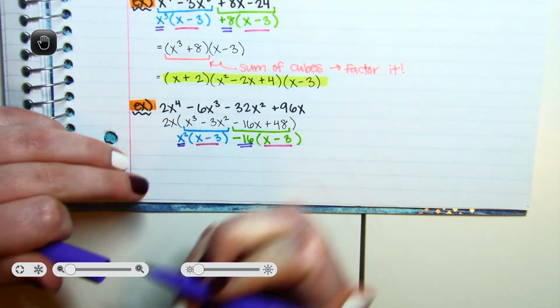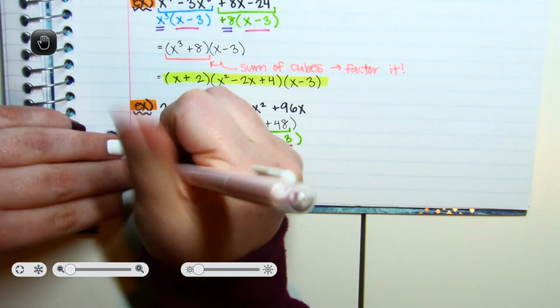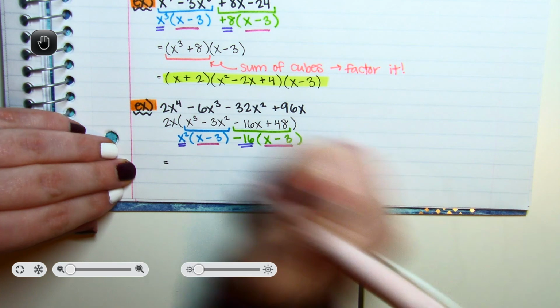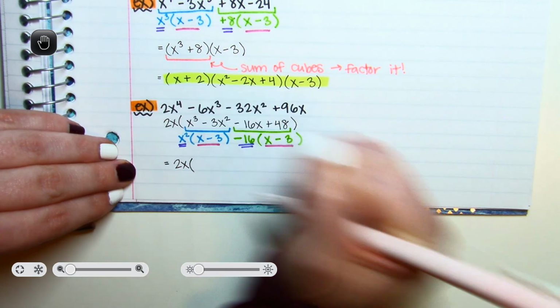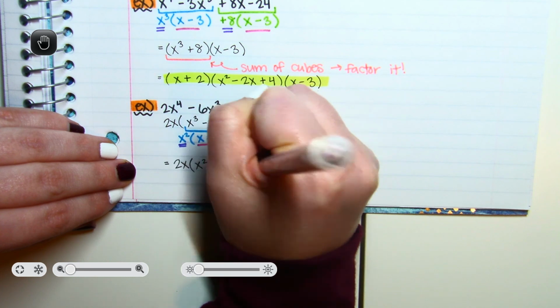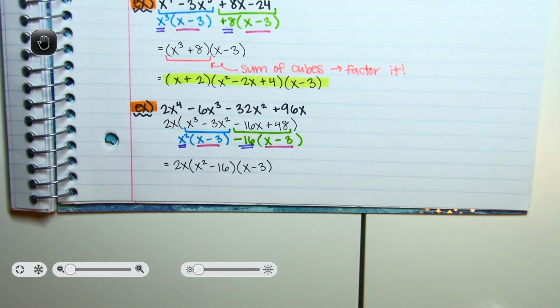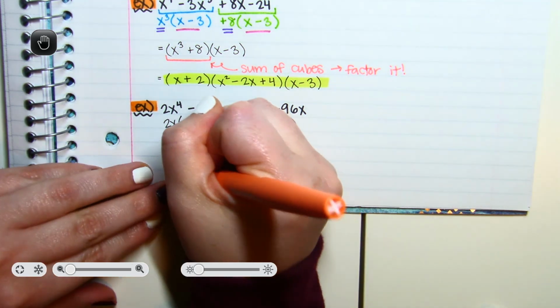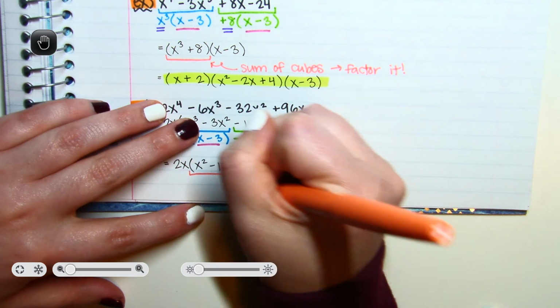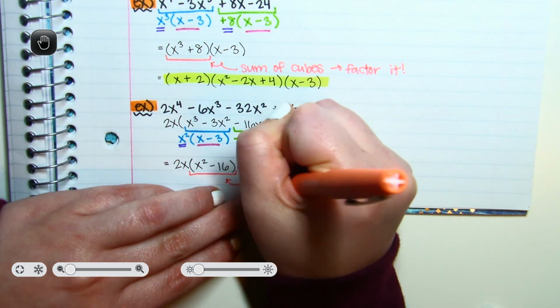And then my GCFs are the other one. So 2x stays out in front. And then x squared minus 16, x minus 3. Does this factor any further? You should have said yes. X squared minus 16 is a difference of squares.